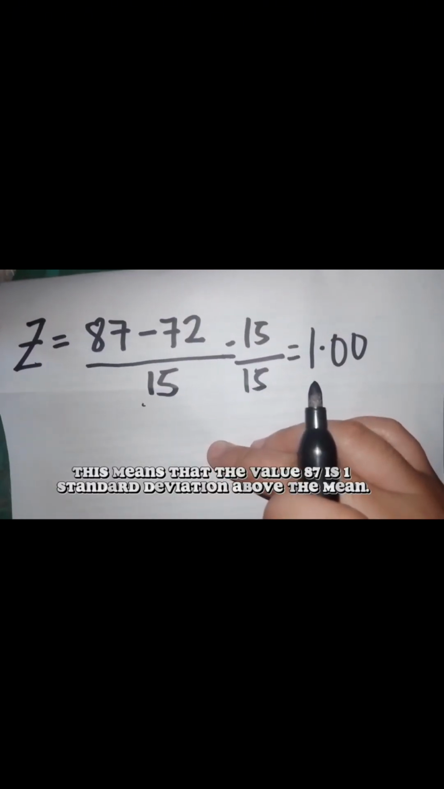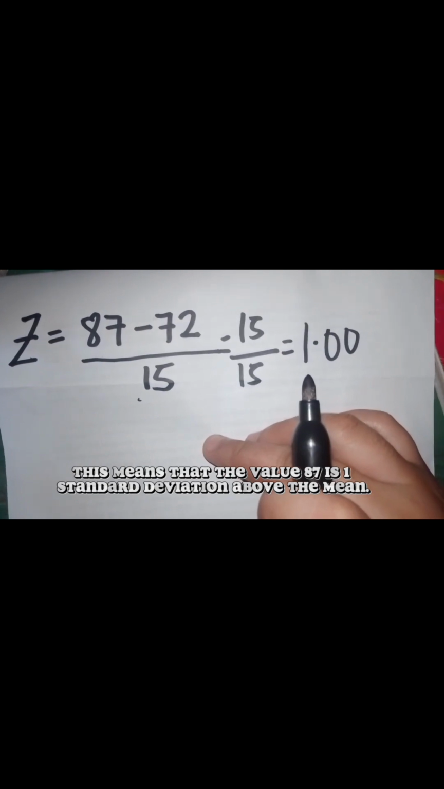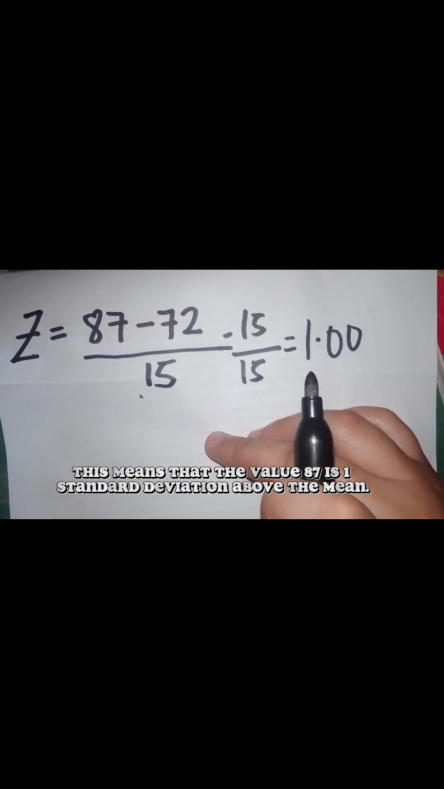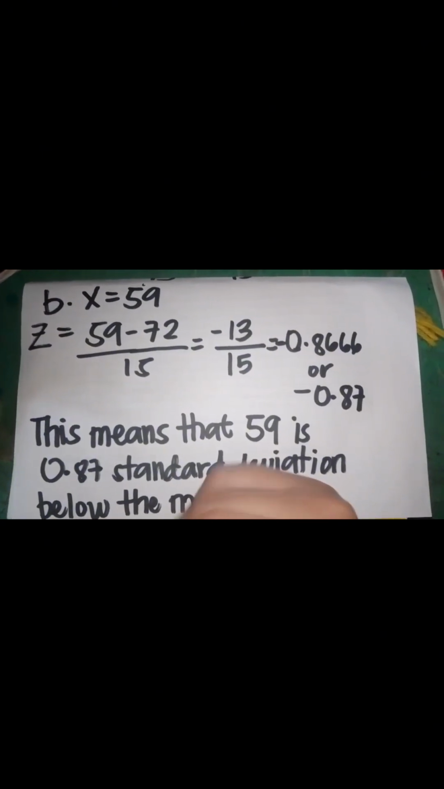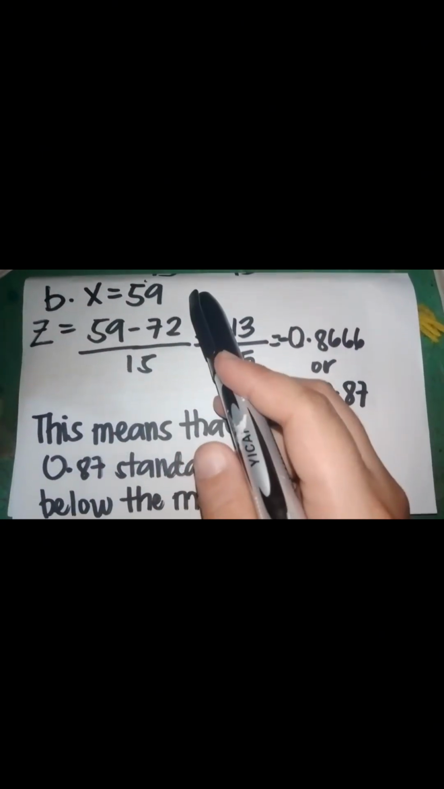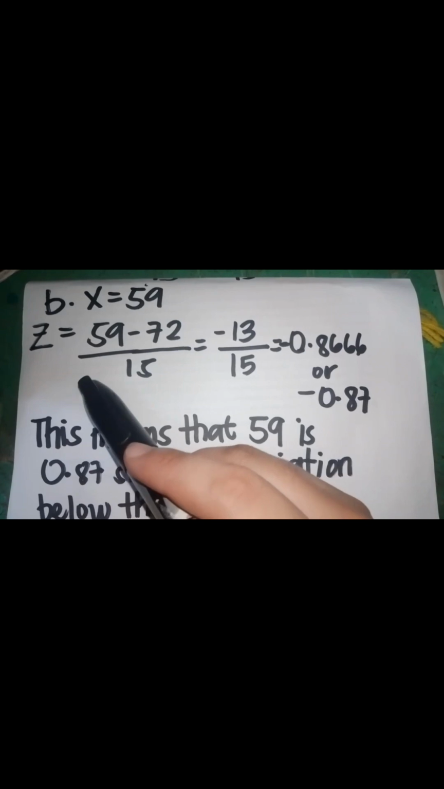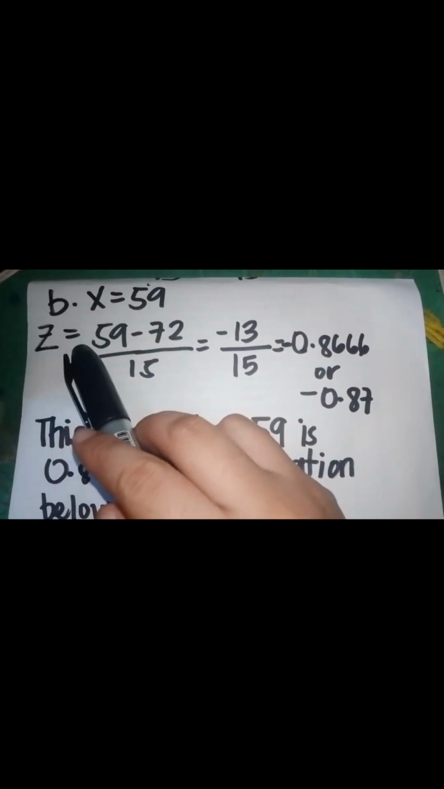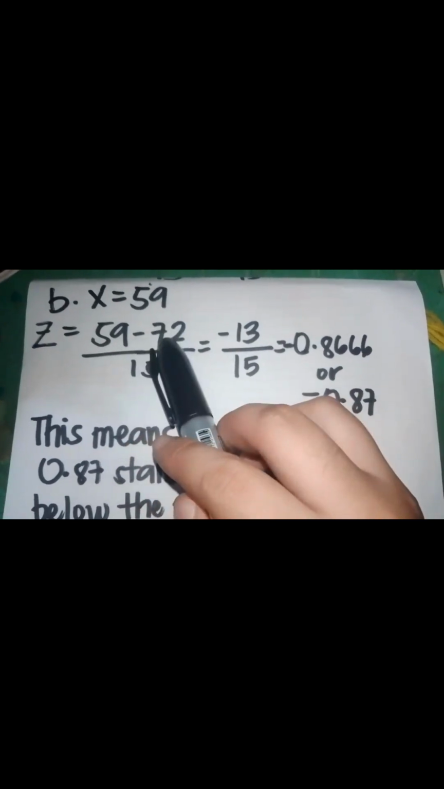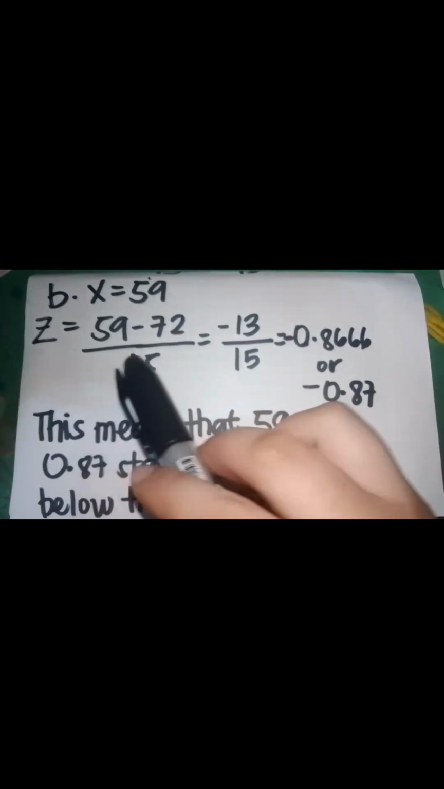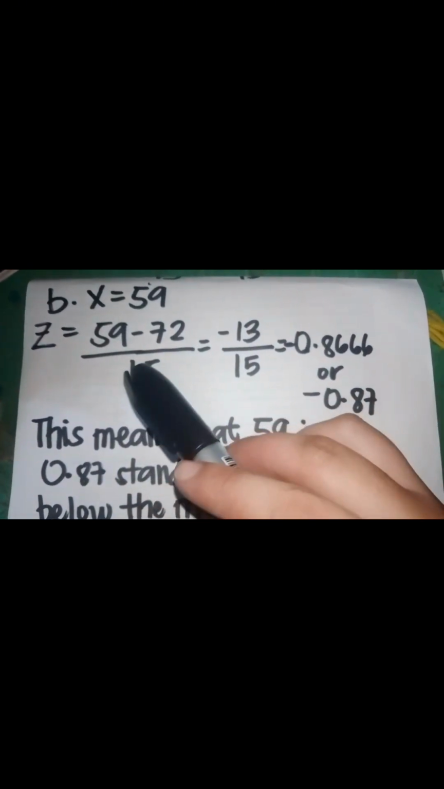This means that the value of 87 is one standard deviation above the mean. So the second given is x equals 59. We will also use the formula: z is equal to 59, which is the x, minus 72, which is the mean, over the standard deviation, which is 15.